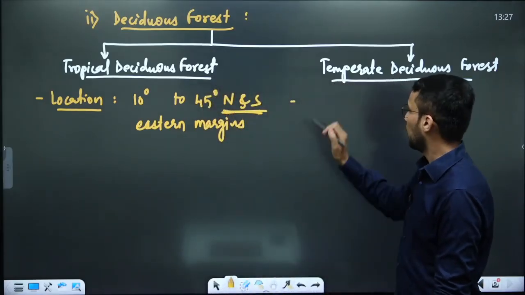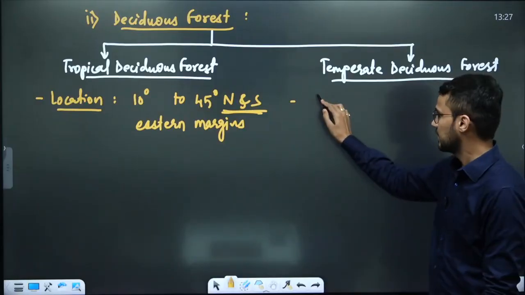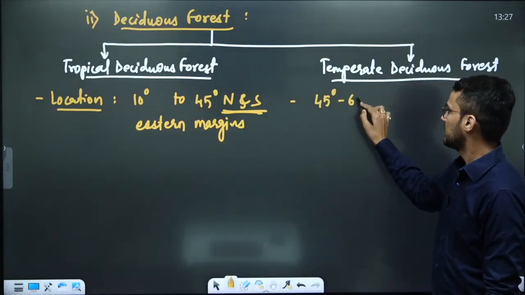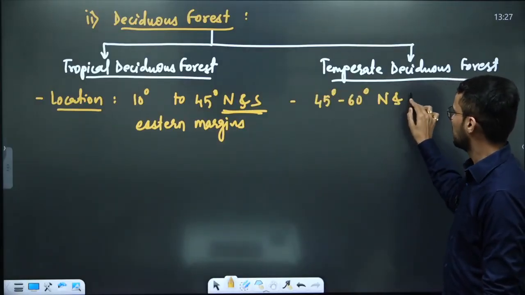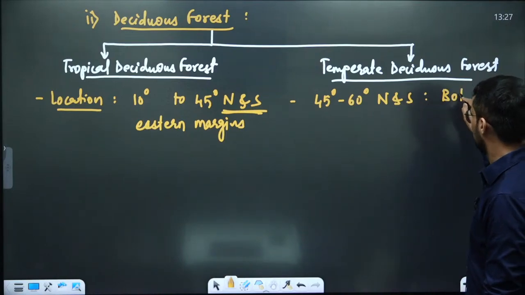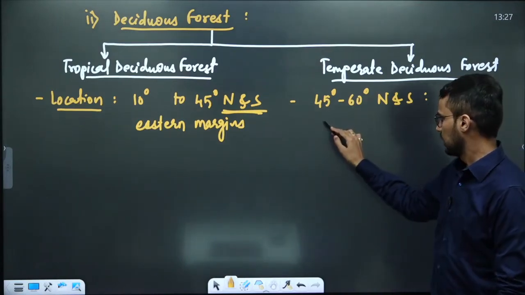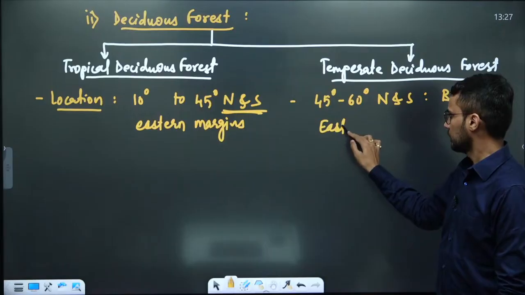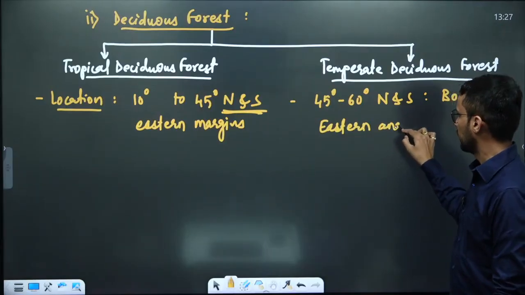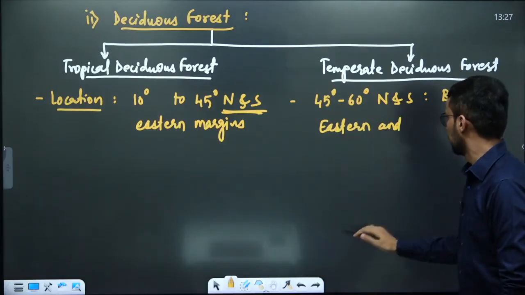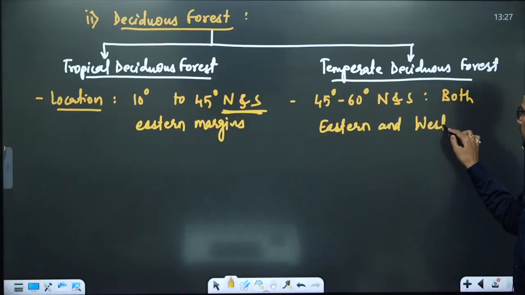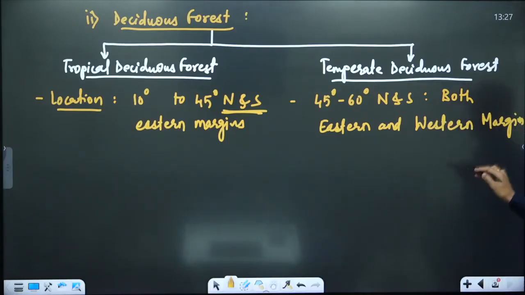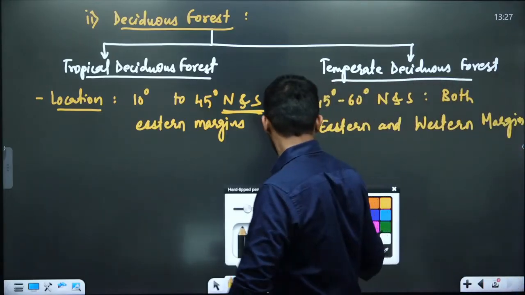So what is the location of temperate deciduous forest? It is 45 to 60 degree north and south, both eastern and western margins of the continent. ठीक है. Those are the locations.